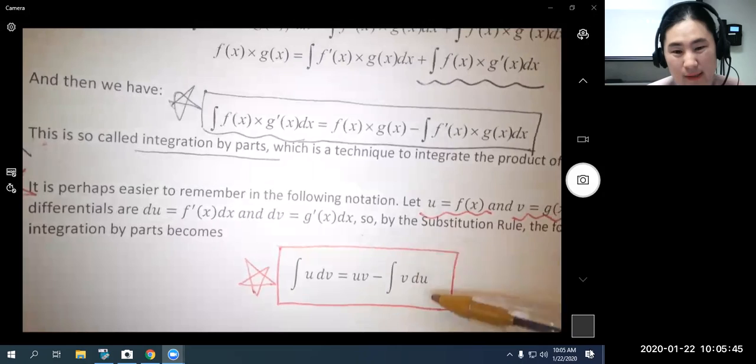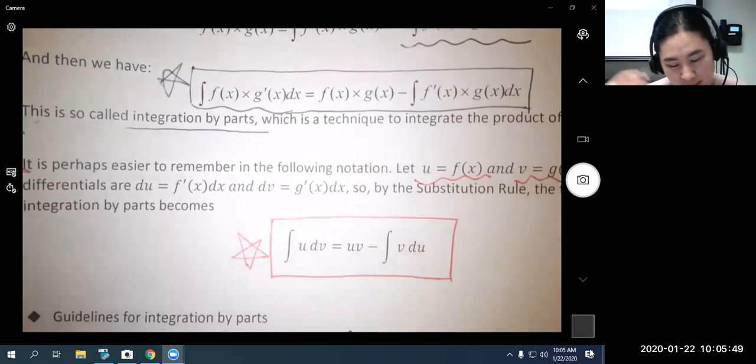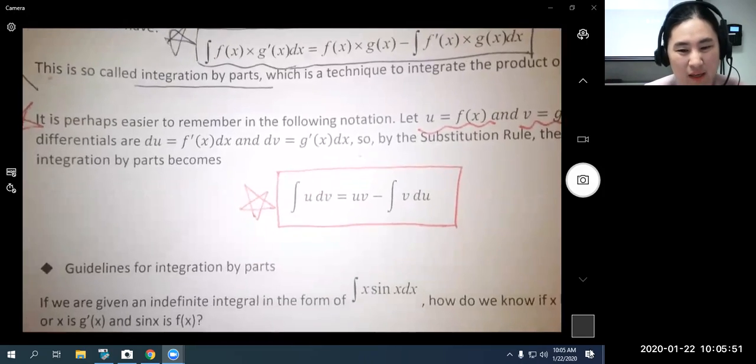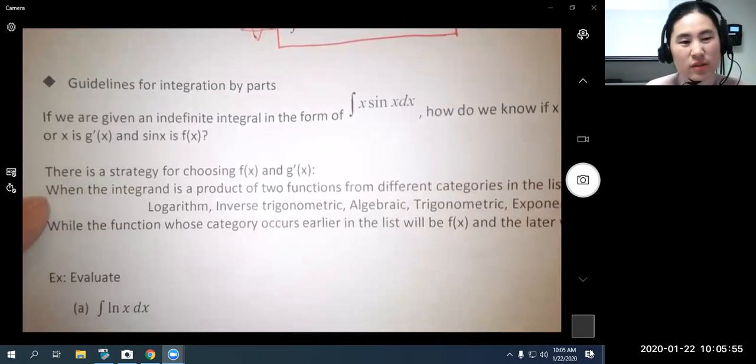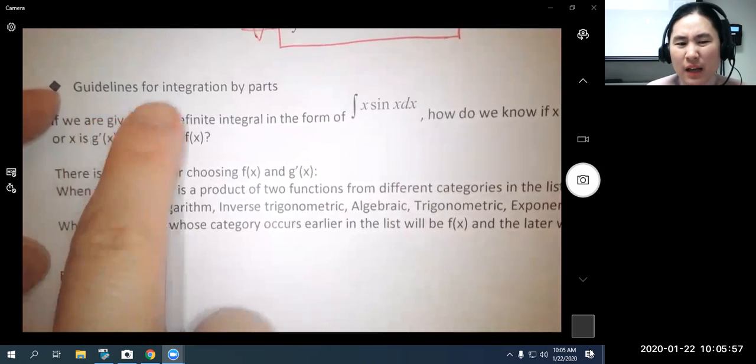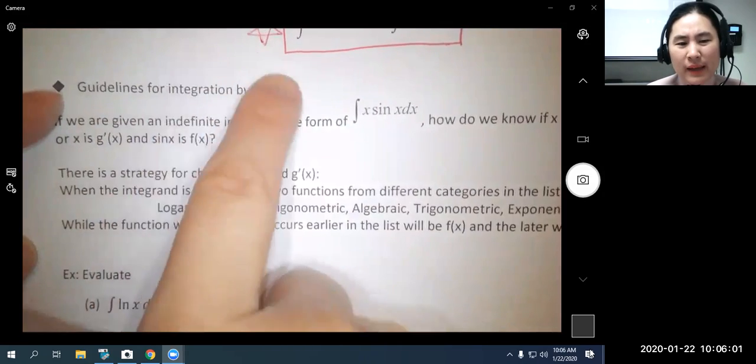Okay, just make sure that we understand these two formulas right now, and then the entire class we keep on practicing, okay? Keep on practicing. All right, so before we look at the practice question, there is a guideline for us to compute integrals by integration by parts.